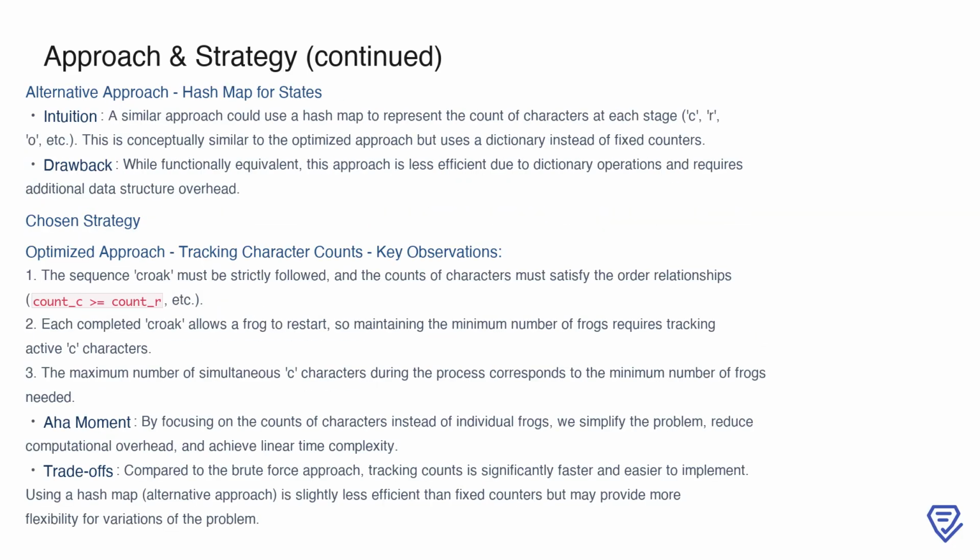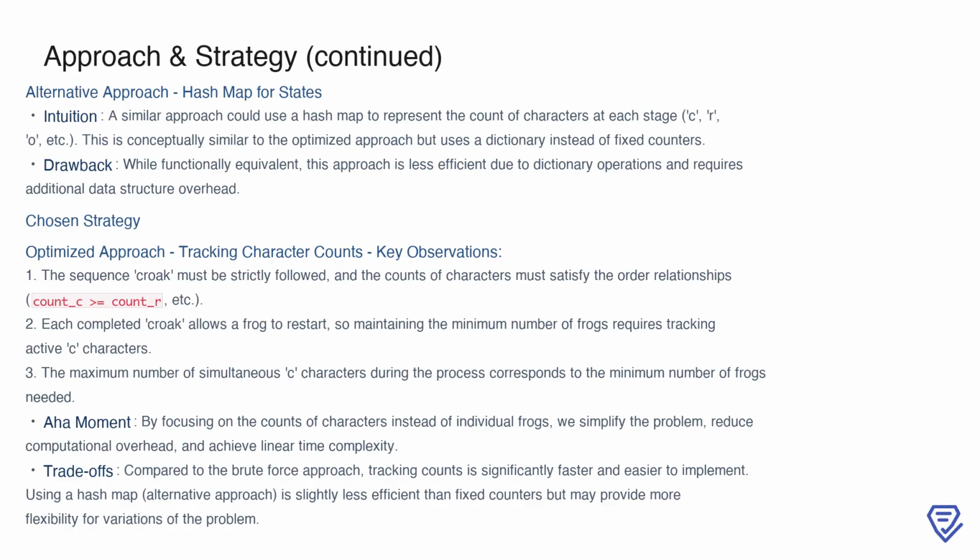An alternative to the fixed counters approach is to use a hash map to track the counts of characters at each stage. This method essentially replicates the logic of the optimized approach, but instead of using individual variables for each character, we use a dictionary. While this offers conceptual flexibility, it introduces additional overhead due to dictionary operations.